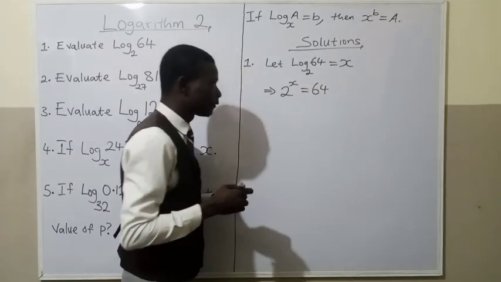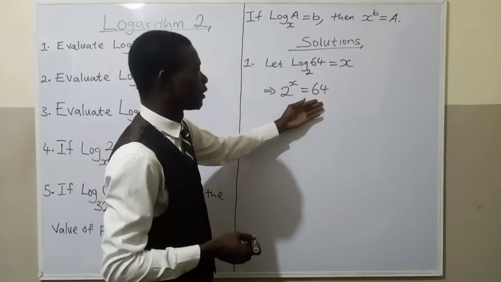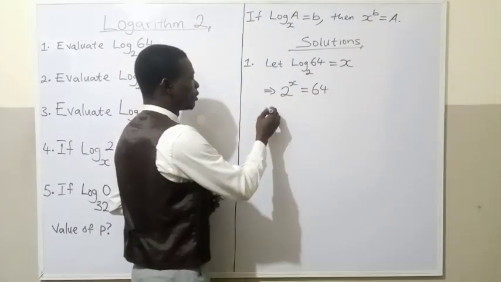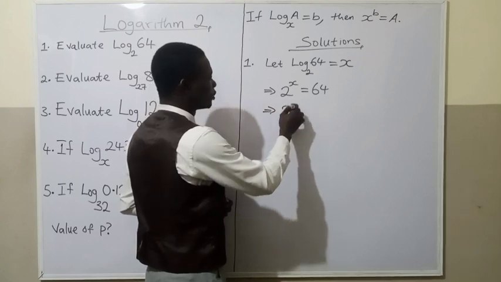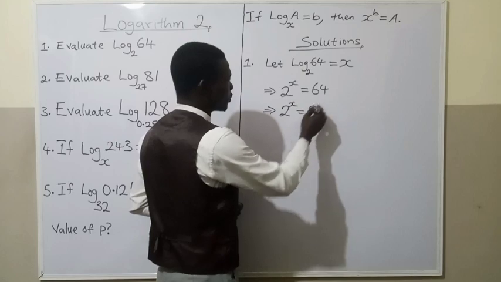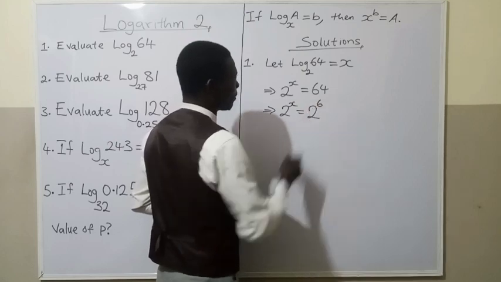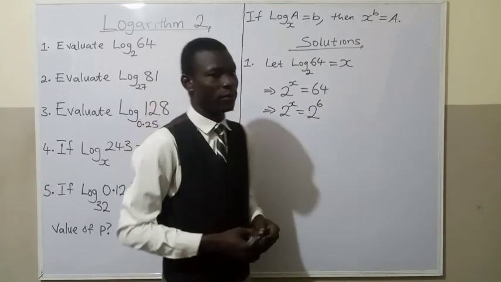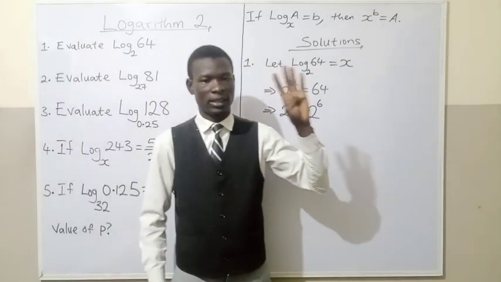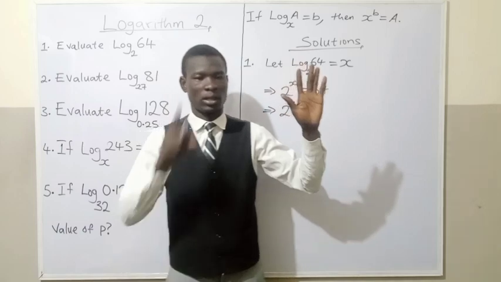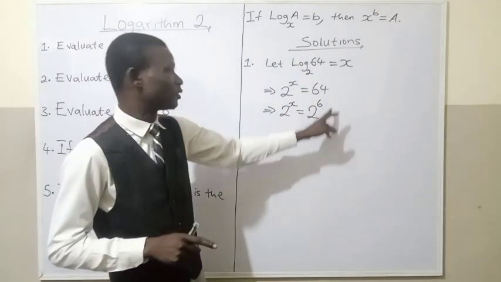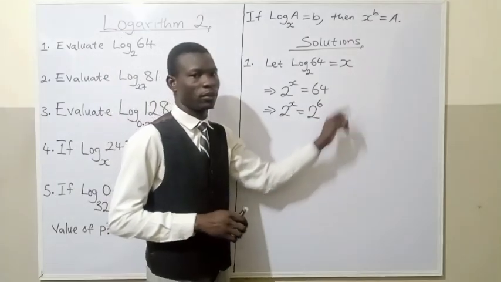And of course, 64 is a number that has a relationship with this 2, which is the base. So it means that we can have it in this format. 2 raised to power x equals 64 can be expressed as a number in base 2 raised to its particular power, and that power is going to be 6. Why? Because 2 times 2 is 4, times 2 is 8, times 2 is 16, times 2 is 32, and times 2 is 64. So you see, 2 has to be multiplied 6 times for us to get 64. That's why 64 is 2 raised to power 6.